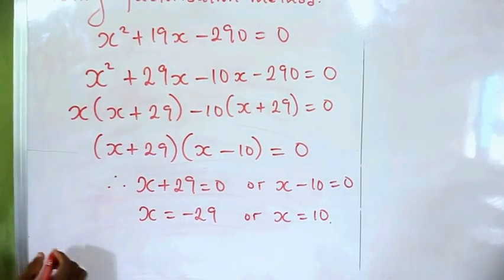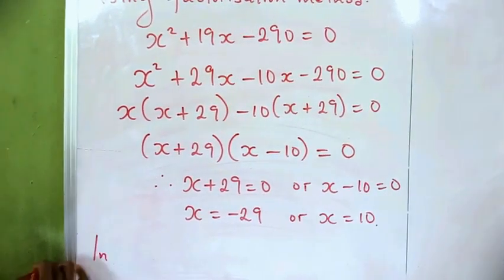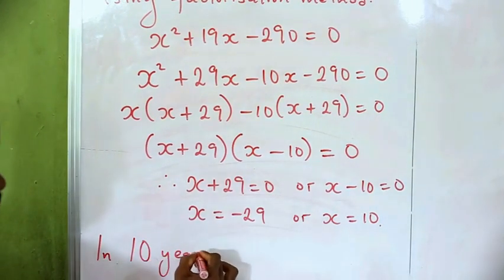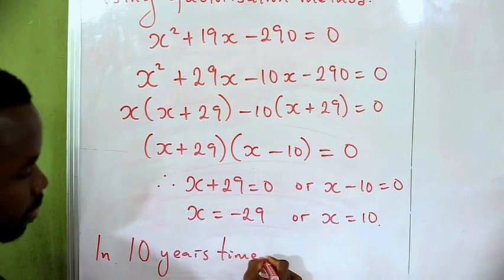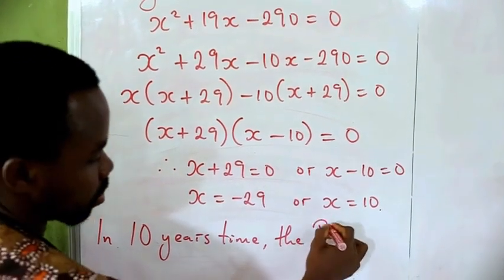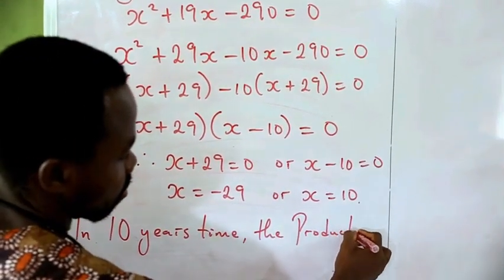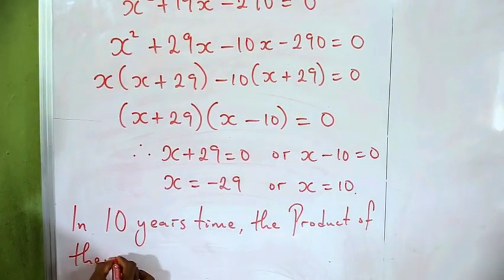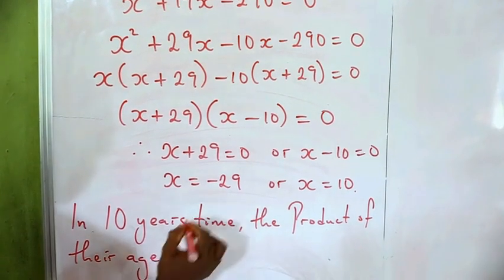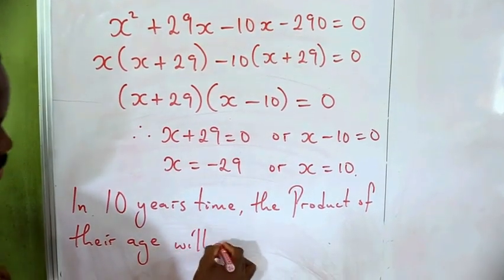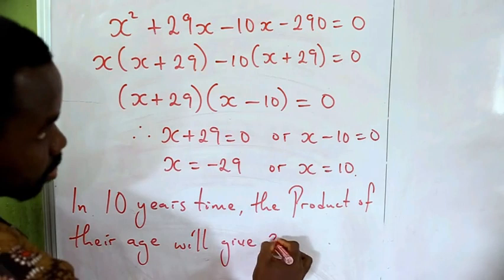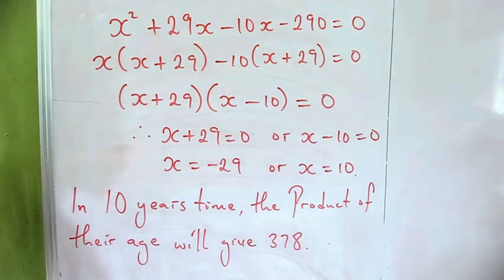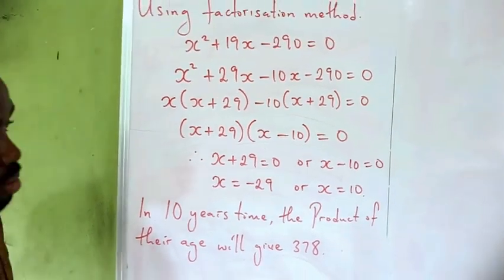So therefore, we can conclude that in 10 years' time, the product of their ages will give 378, and that is our final answer.